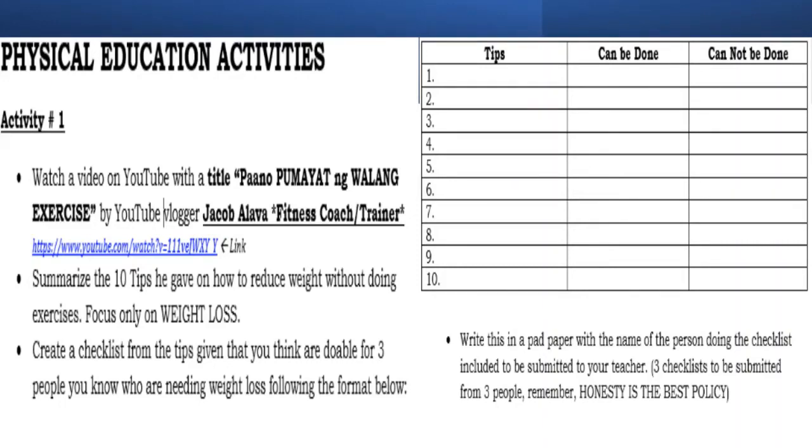Create a checklist from the tips given that you think are doable for 3 people you know who need weight loss, following the format in the table. Write this on a pad paper with the name of the person doing the checklist included, to be submitted to your teacher. 3 checklists to be submitted from 3 people. Remember, honesty is the best policy.